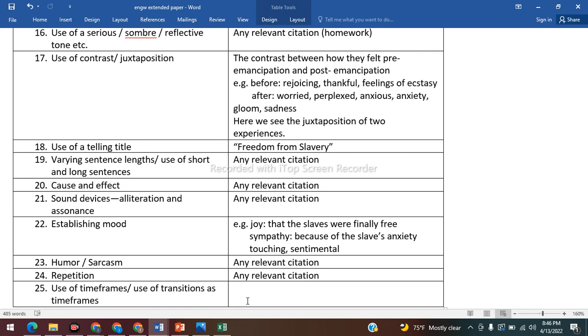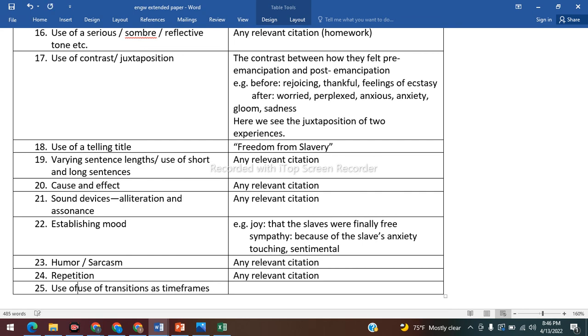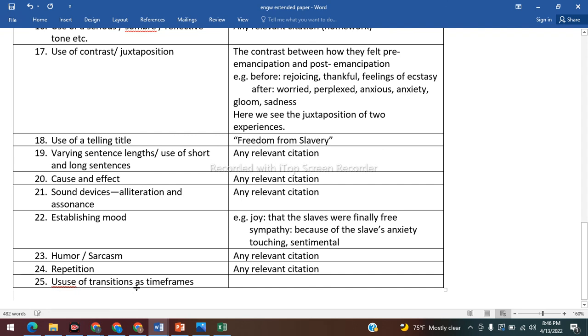So, transitional words and transitional phrases and time frames. I don't know what they mean by time frames. I could say use of transitions for sure. So I'll just say use of transitions for now.